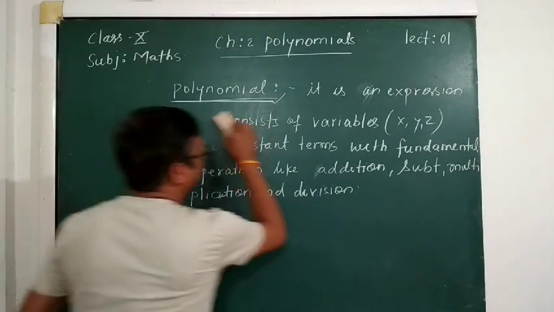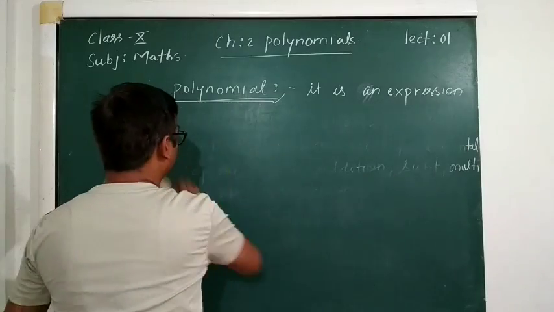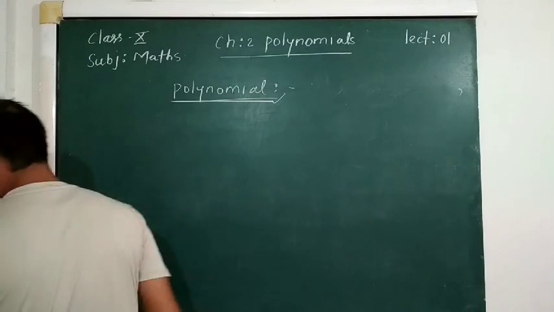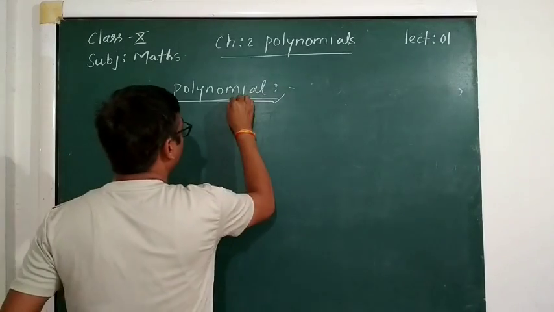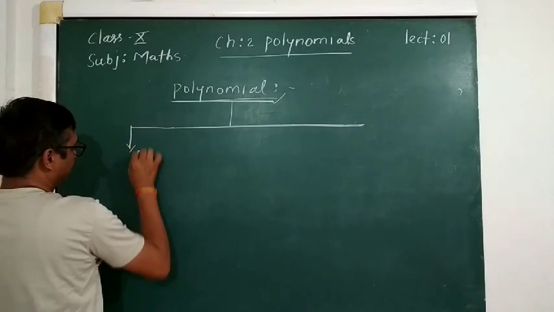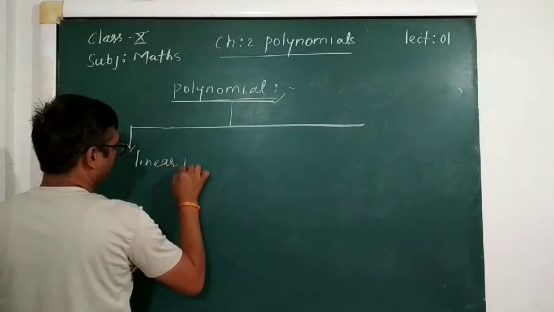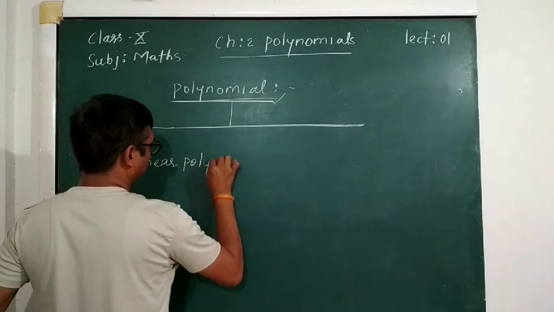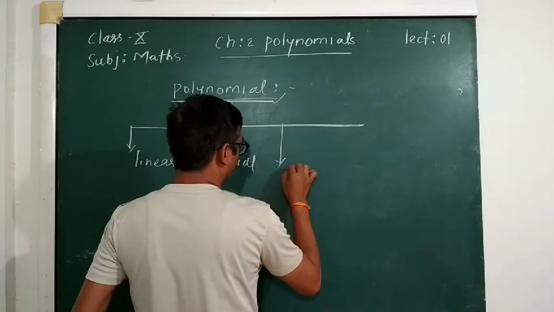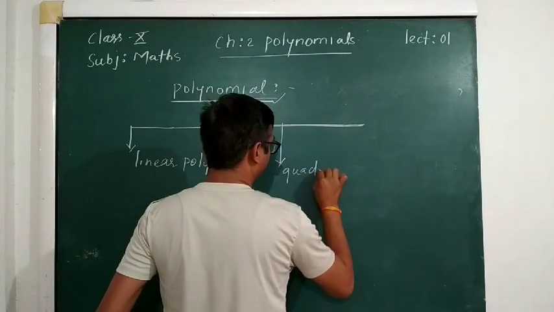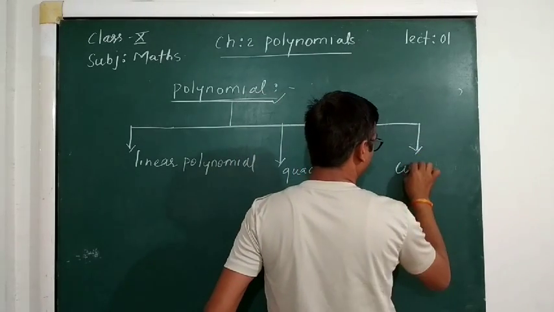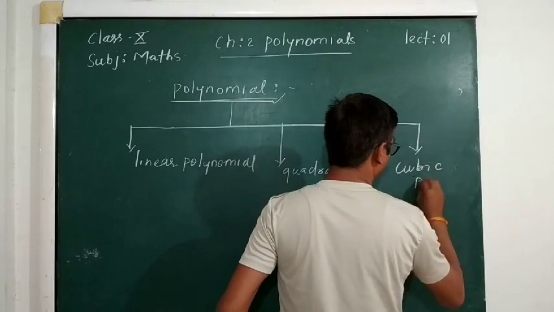So this polynomial has been divided into three categories. First it is linear polynomial. Second it is quadratic polynomial, and the third one it is cubic polynomial.